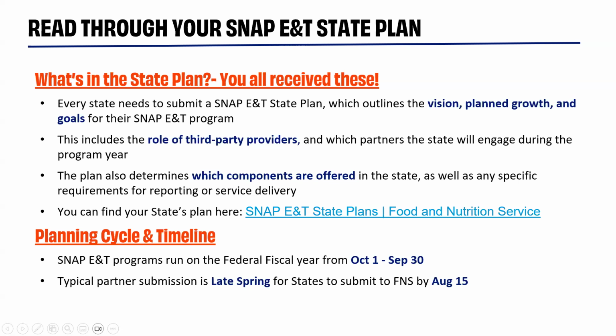So looking at a few pieces, at the top of each state plan, there are pieces for vision, plan, growth, and goals. Program changes is what I think that section is now labeled. And that can be really, really helpful to read, to understand what those priorities are, what that future state that your agency is looking to achieve is. And that can be really helpful to think about and how you align with it.